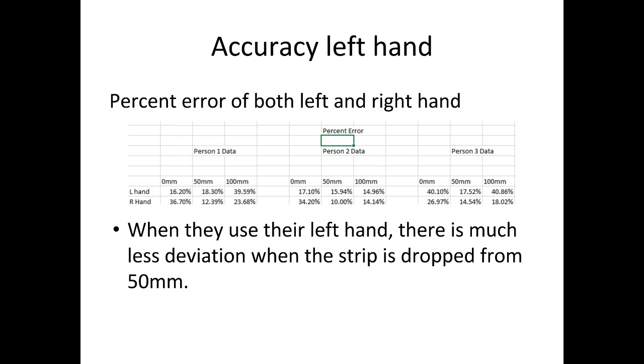Looking at the left hand, although there's only a small percentage difference, out of all 3 subjects combined, when we drop the strip from 50 millimeters, there's much less deviation, and our subjects tend to have a better accuracy at catching at 50 millimeters with their left hand.